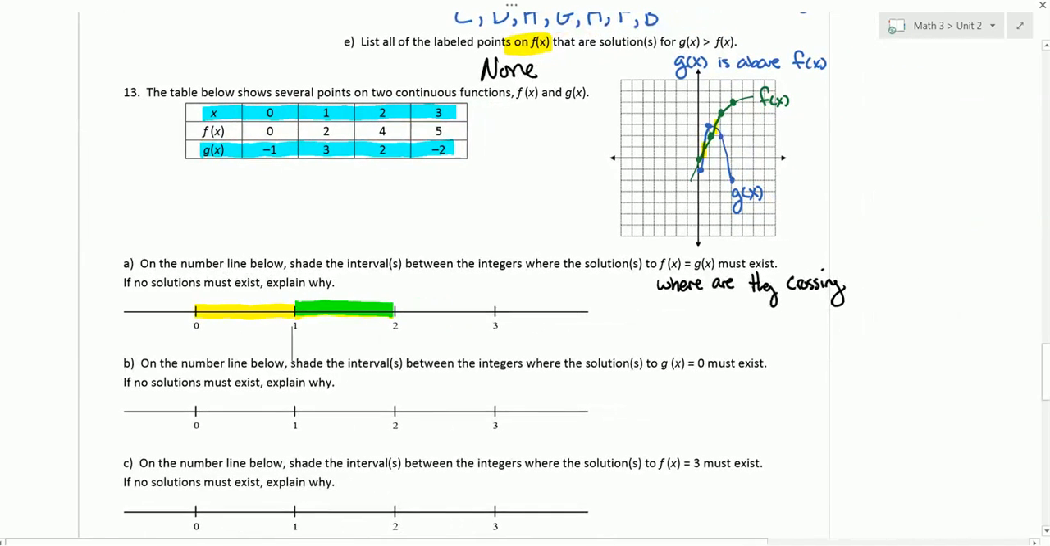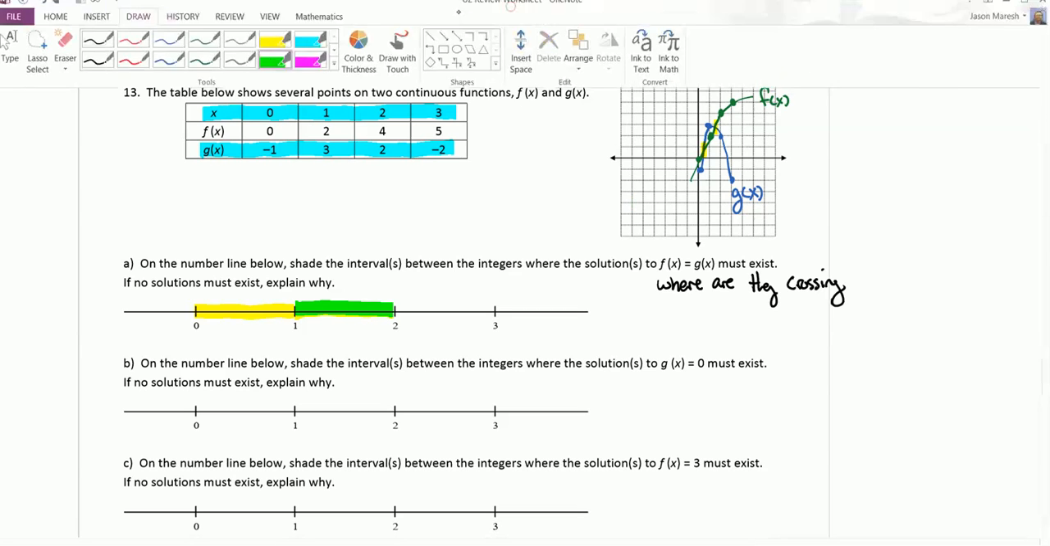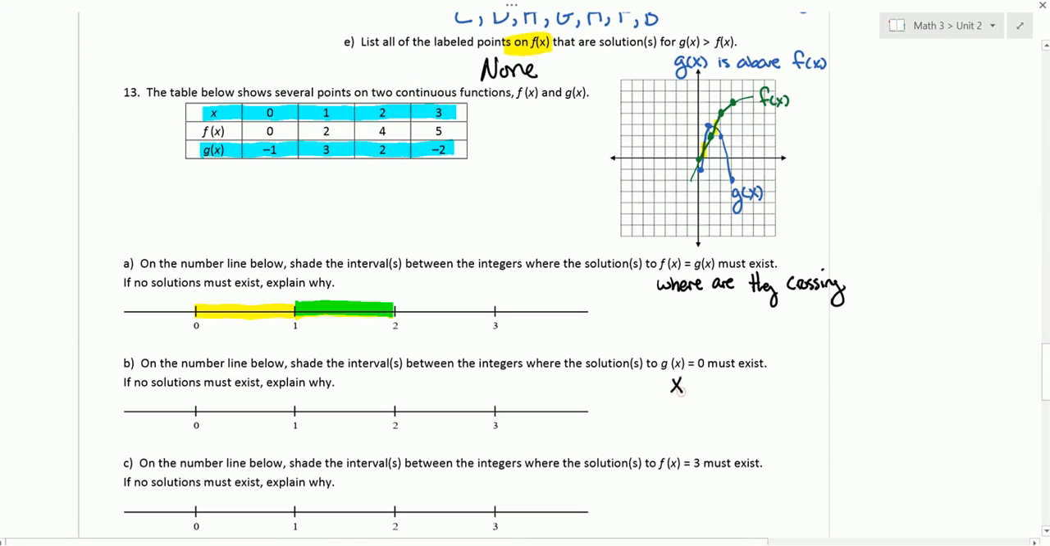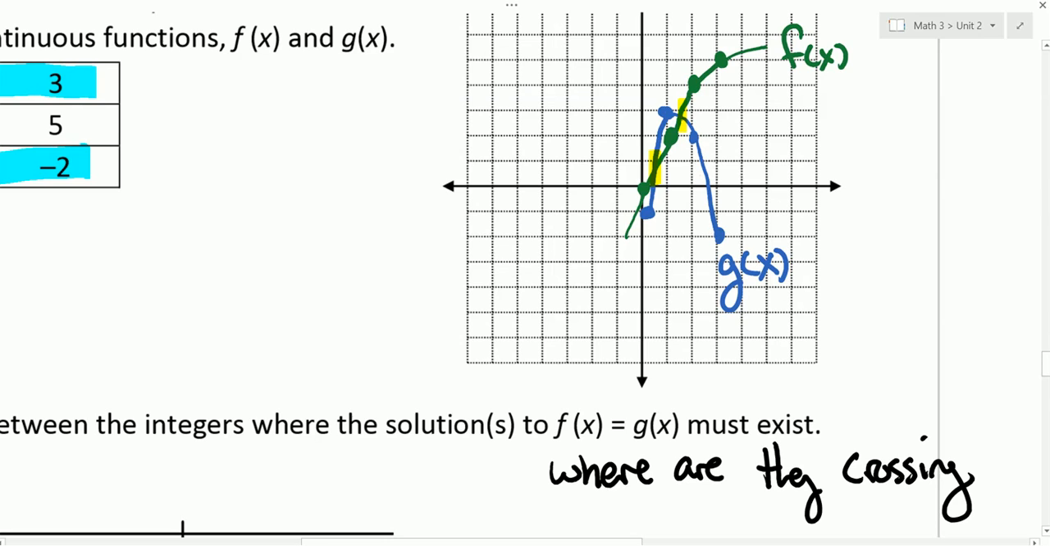B, on the number line below, shade the interval or intervals between the integers where the solutions to g of x equals 0 must exist. So g of x equals 0, that's saying, hey, when is g going to cross the x-axis, or where are the x-intercepts of g? So let's take a quick look at that. G is the blue graph. Ignore the green graph. Where is that crossing the x-axis? Well, it's crossing the x-axis in two spots, somewhere between 0 and 1.